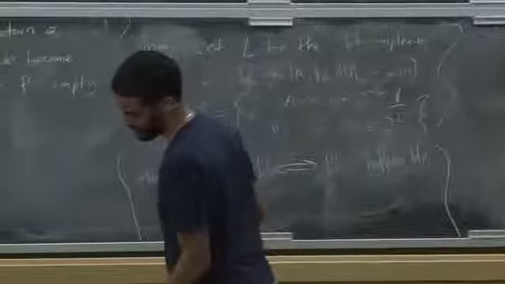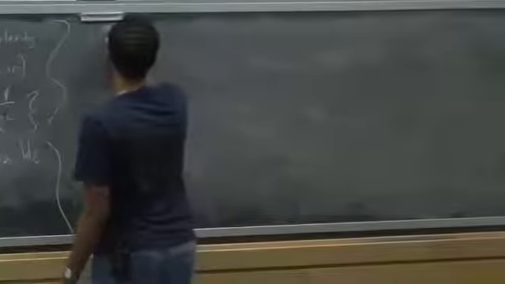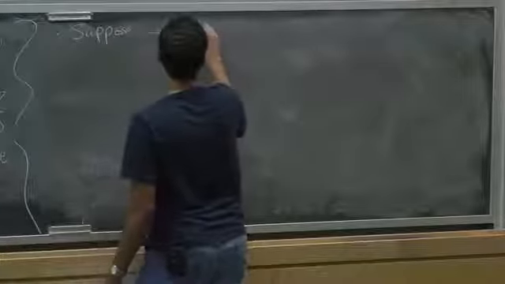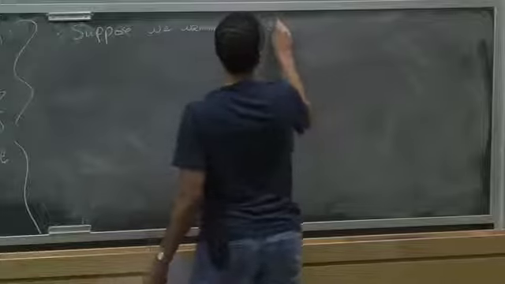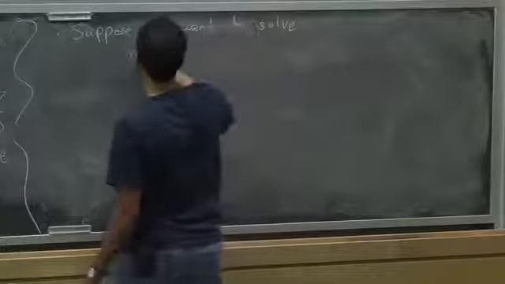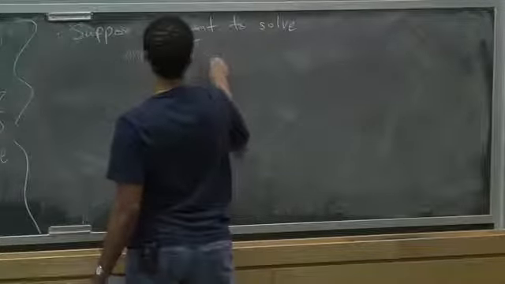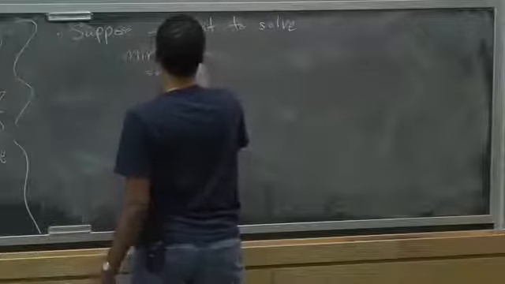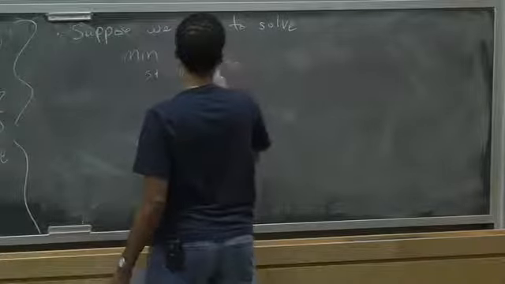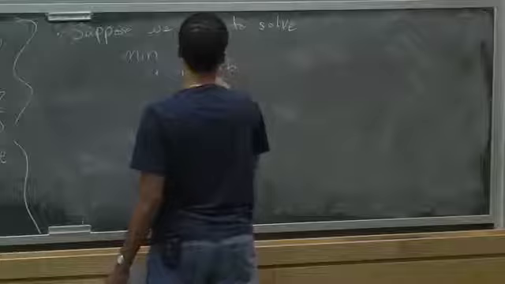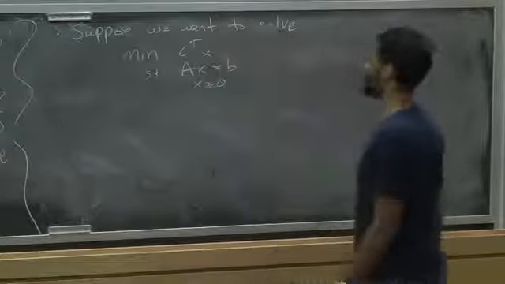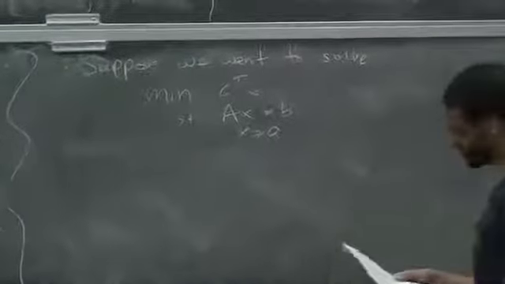Okay, good. But with LP, as I've talked about it before, we don't just want to do feasibility. We want to do actual optimization. So suppose we want to solve min of C transpose X such that AX is at least B, or X equals B, and X is at least 0. Okay. How would we do that with the ellipsoid algorithm?